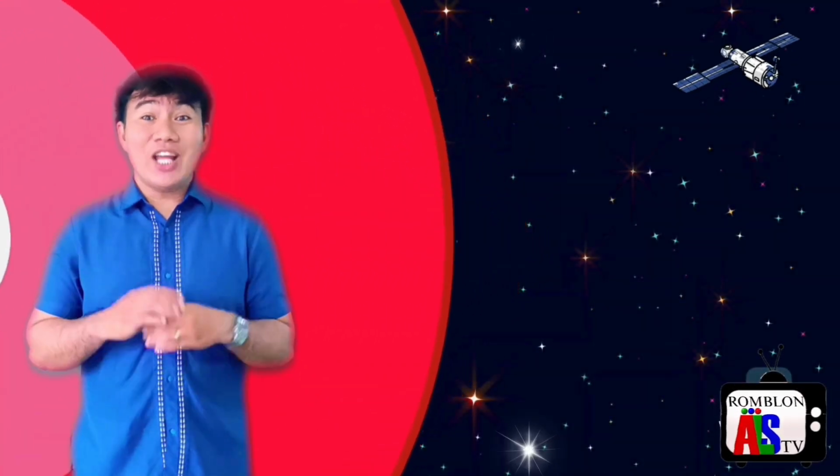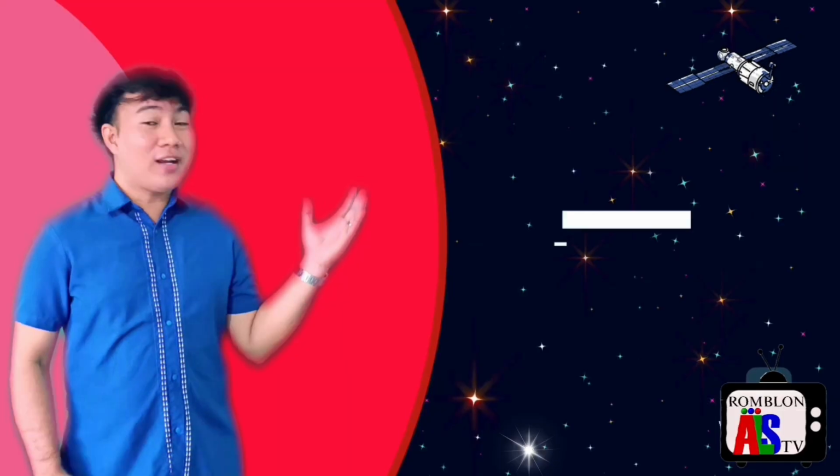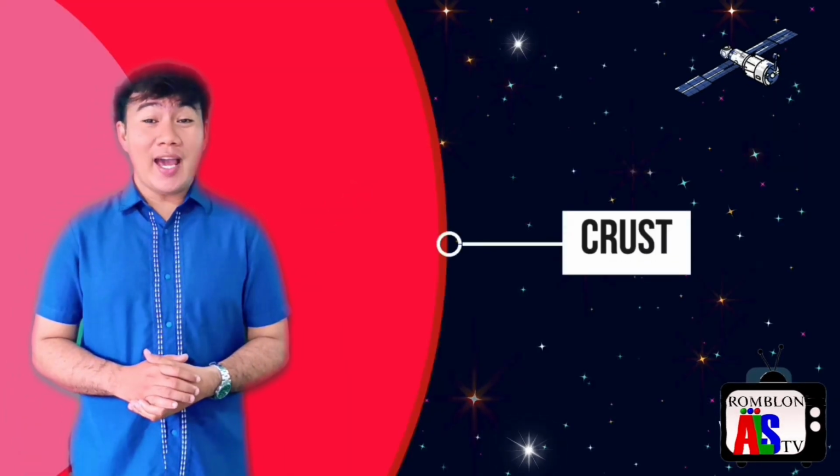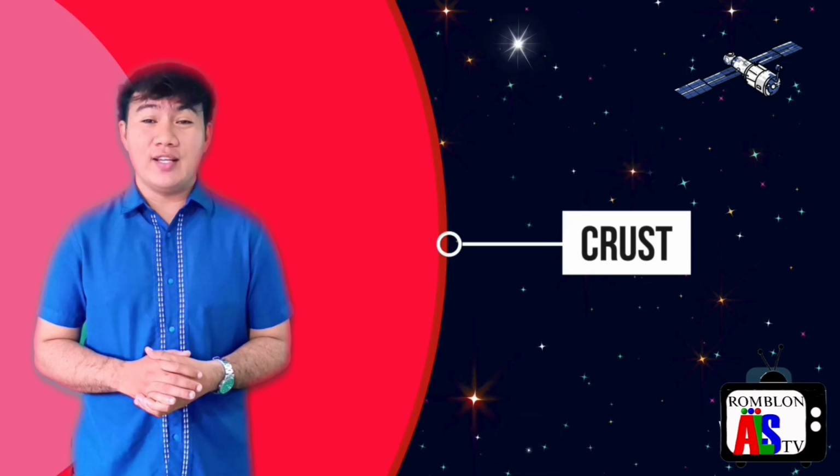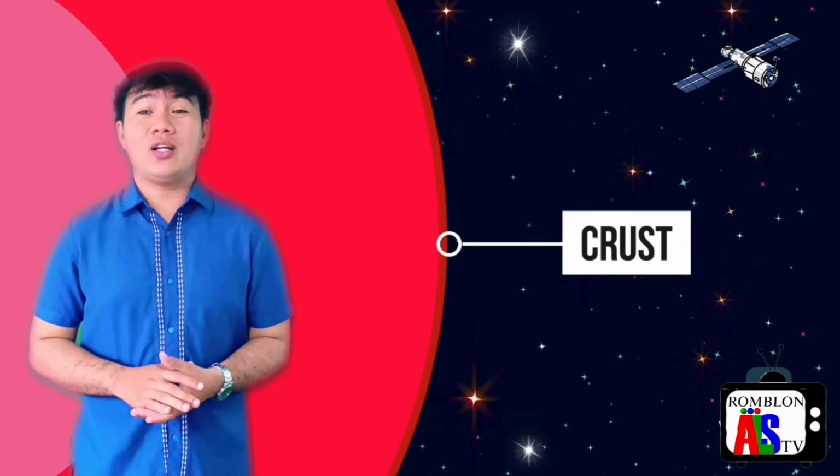Let's start with the outermost and the thinnest layer, the crust. This is the Earth crust. It consists of all kinds of rocks, soil, and everything you see above the Earth's surface. There are two parts of the crust.